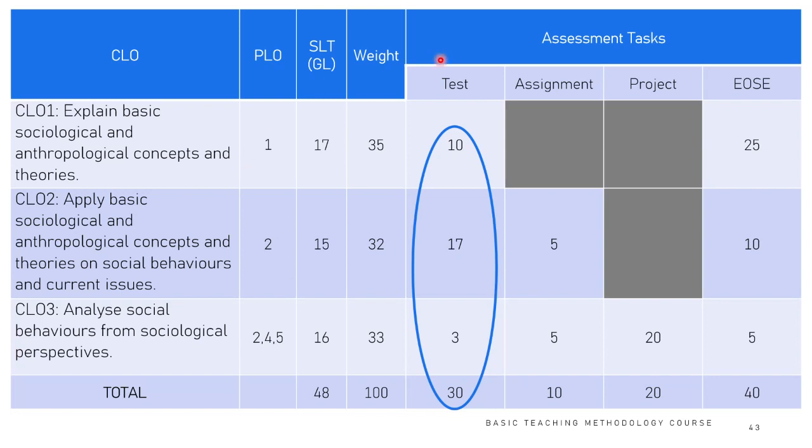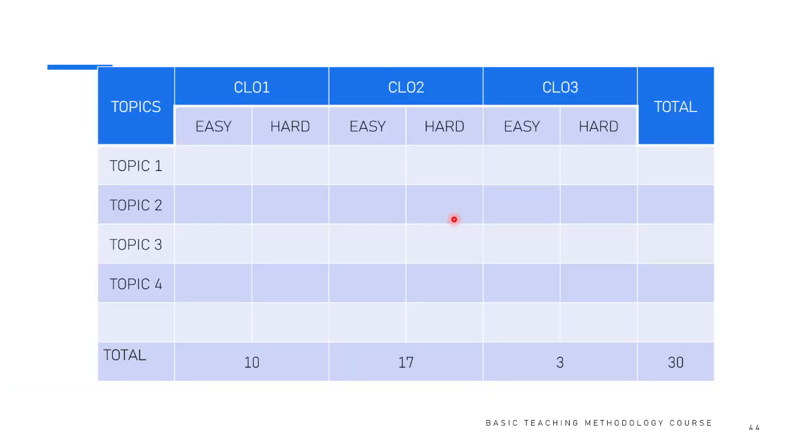So this is from the CAP. We have completed the CAP in the previous video here. So we want to construct the blueprint for the test. These are the information that we require. We know that for the test, there will be a 10 marks quota to assess CLO 1, 17 marks to assess CLO 2, and 3 marks to assess CLO 3. So we will use this distribution in our TTS. Filling that in here.